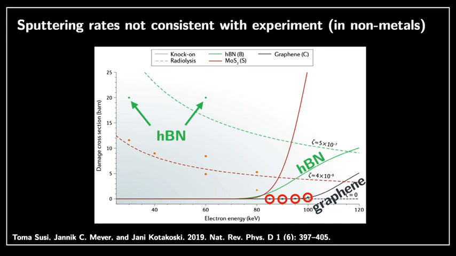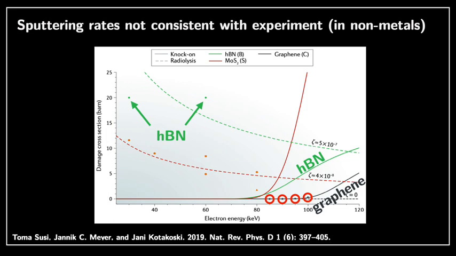This is the same for hBN. You see that the experimental data do not work at all on the prediction of the model I just showed you. But on the other hand, if you look at graphene, the experimental data seem to fit very well. So maybe there is a problem here when we have a semiconductor or insulator. I mean, MoS2 is a semiconductor and hBN is a large gap insulator, while graphene is a semi-metal.